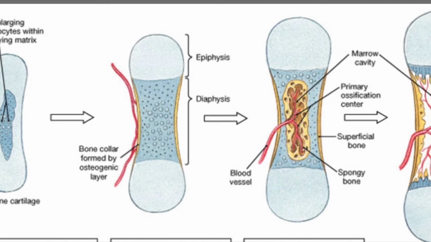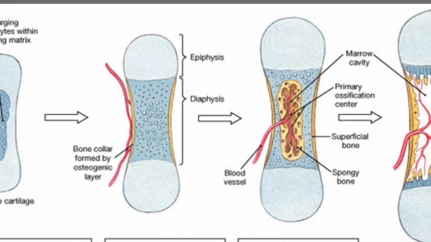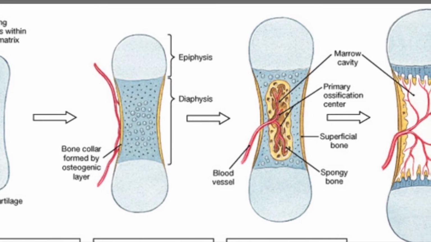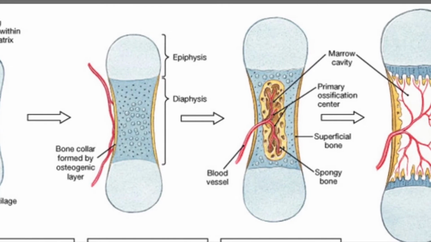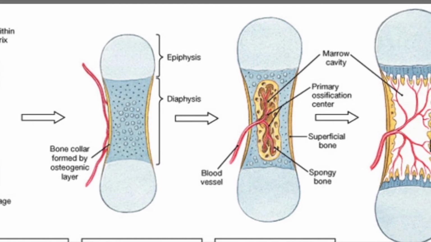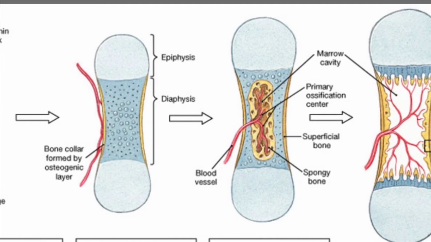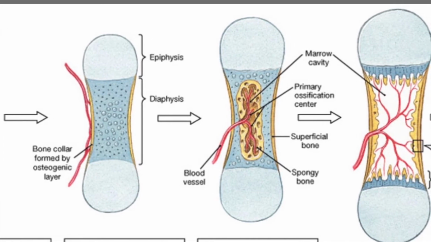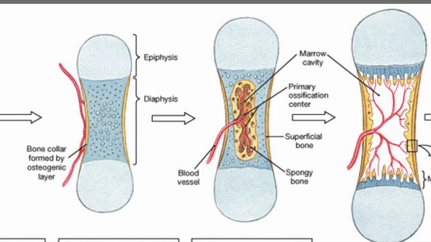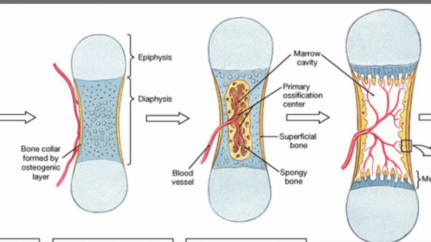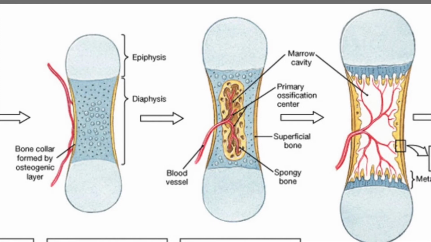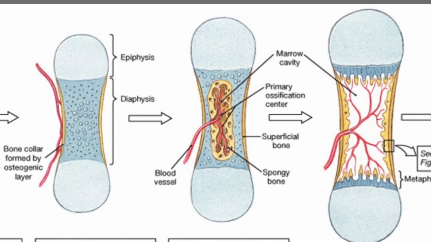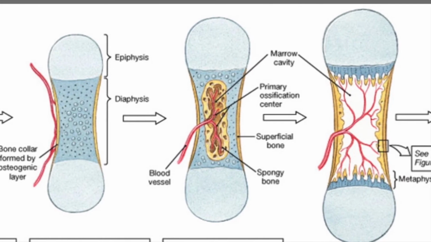Step 2. Blood vessels grow around the edges of the cartilage, and the cells of the perichondrium convert to osteoblasts. The shaft of the cartilage then becomes ensheathed in a superficial layer of bone. The third step. Blood vessels penetrate the cartilage and invade the central region. Fibroblasts migrating with the blood vessels differentiate into osteoblasts and begin producing spongy bone at a primary ossification center. Bone formation then spreads along the shaft towards both ends.